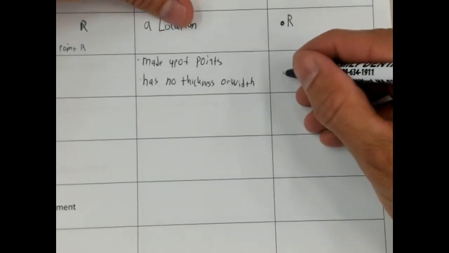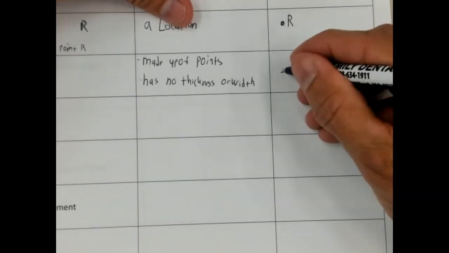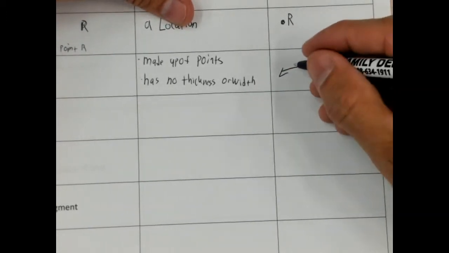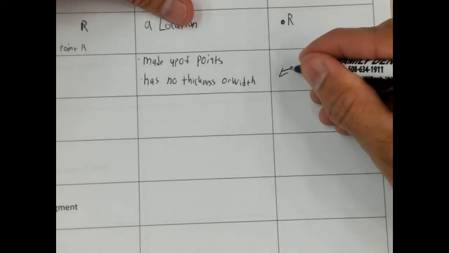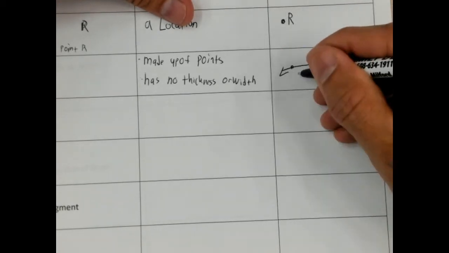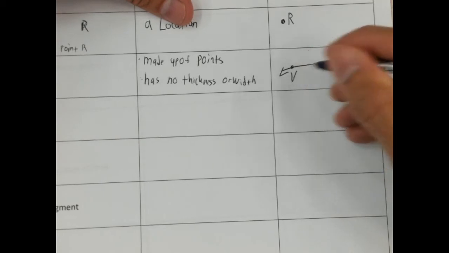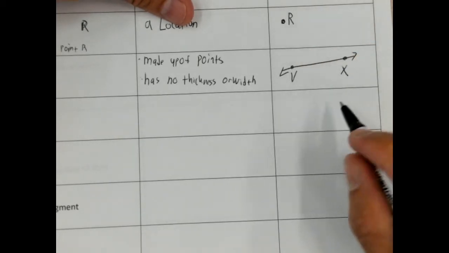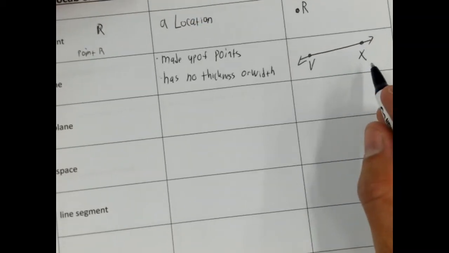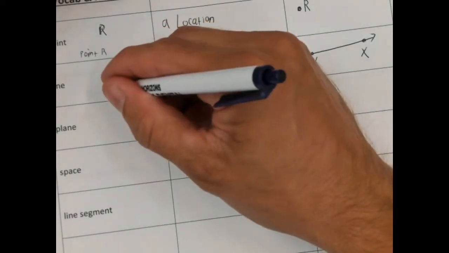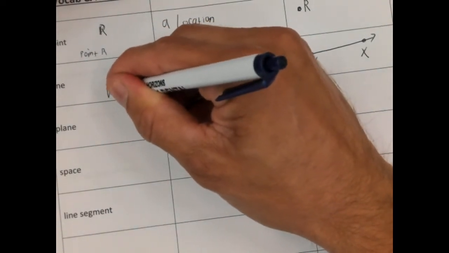Now a line is going to be extending in two directions infinitely, and it's defined by 2 points that lie upon it. Okay, so we're going to call these V and X. Those are 2 points on it. Now, if we want to label that, we would call it line VX.